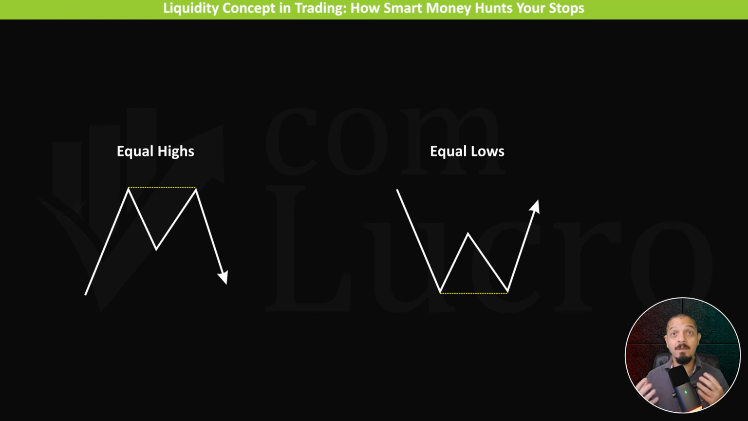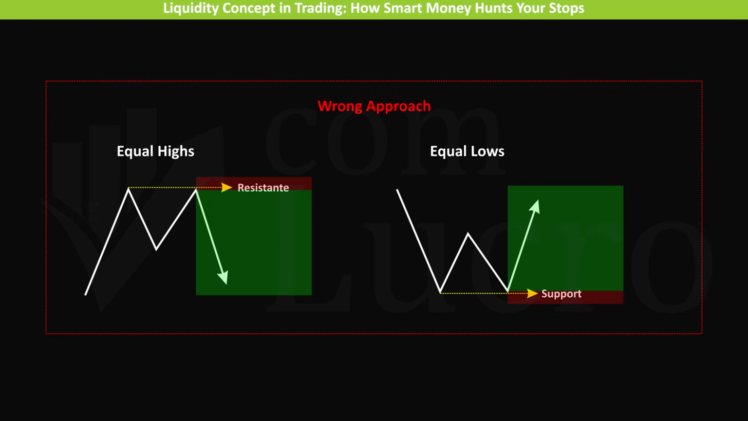Always remember, markets move because of orders. Our task is straightforward. Identify where the majority of orders are located. When equal highs appear, that represents resistance. When equal lows appear, that represents support. Basic trading education then teaches traders to place stop losses above resistance and below support, which means liquidity naturally accumulates above equal highs and below equal lows.